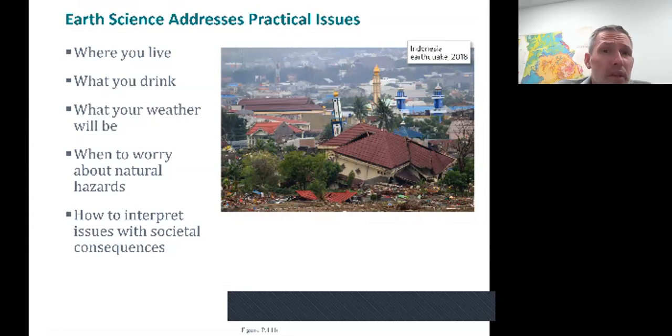We can talk simply about what the weather is going to be like. Why do we have these different seasons? Why is Missouri so highly variable in its weather? What is our risk for different natural hazards, things like flooding and earthquakes? And how do we interpret issues with social consequences?